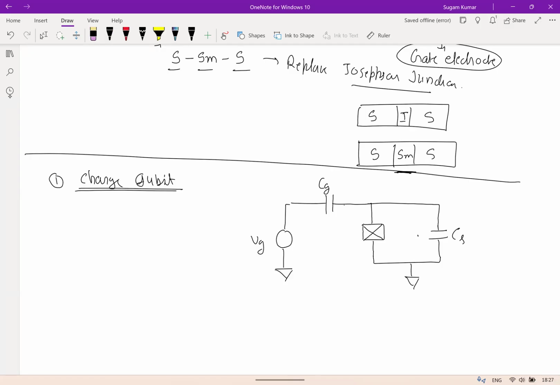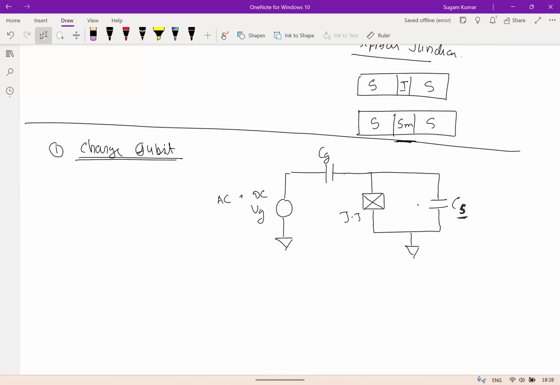Josephson junction. So this cross in the box, I will call a Josephson junction. Then there is a capacitor here. This is called the shunt capacitor. And then there's a coupling capacitor, or we can call it the gate capacitor. And then the voltage, some DC voltage here. And DC plus AC also we are going to apply later on. So I will show you that this whole circuit is simply going to act like an LC circuit or LC tank.